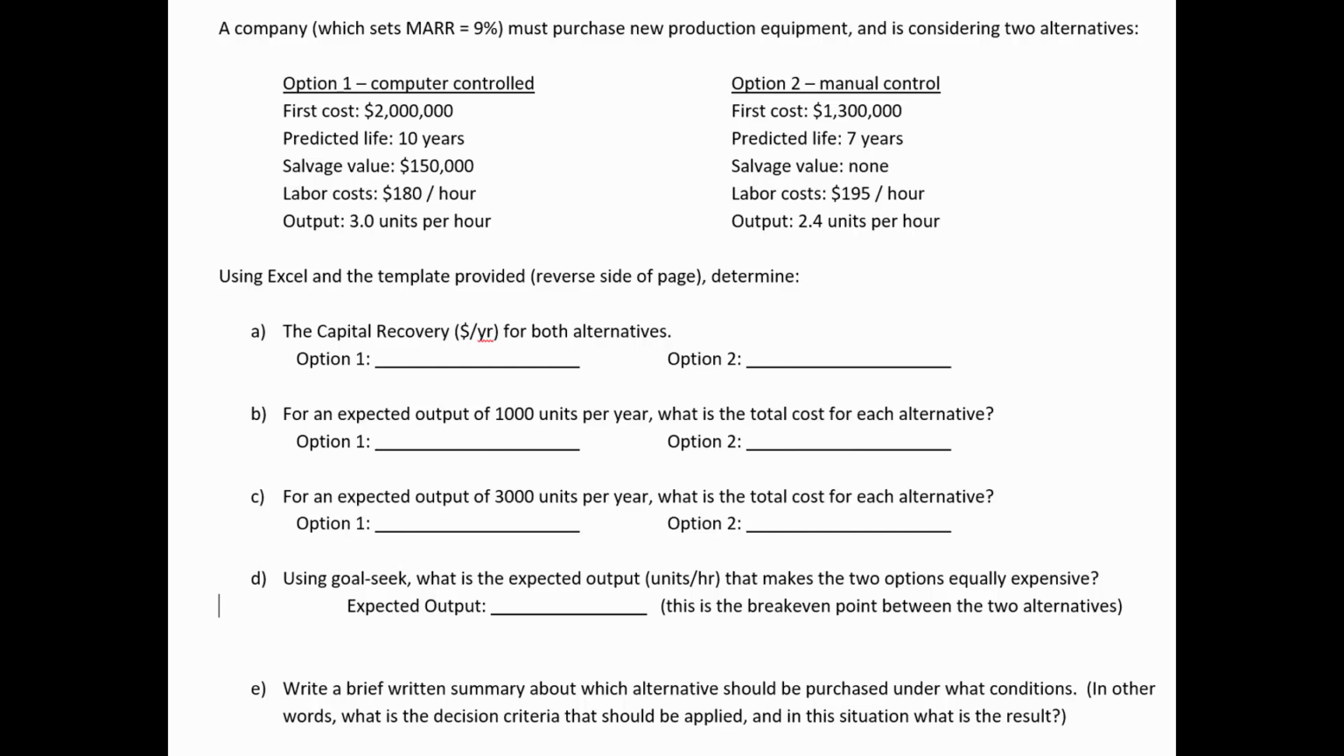In option 2, it's cheaper as a first cost, but it can't make as many units per hour, and it has higher labor costs. So those are some of the significant differences. On the back side of the paper, I give you the template, and so you're going to have to calculate in part A the capital recovery for both alternatives.